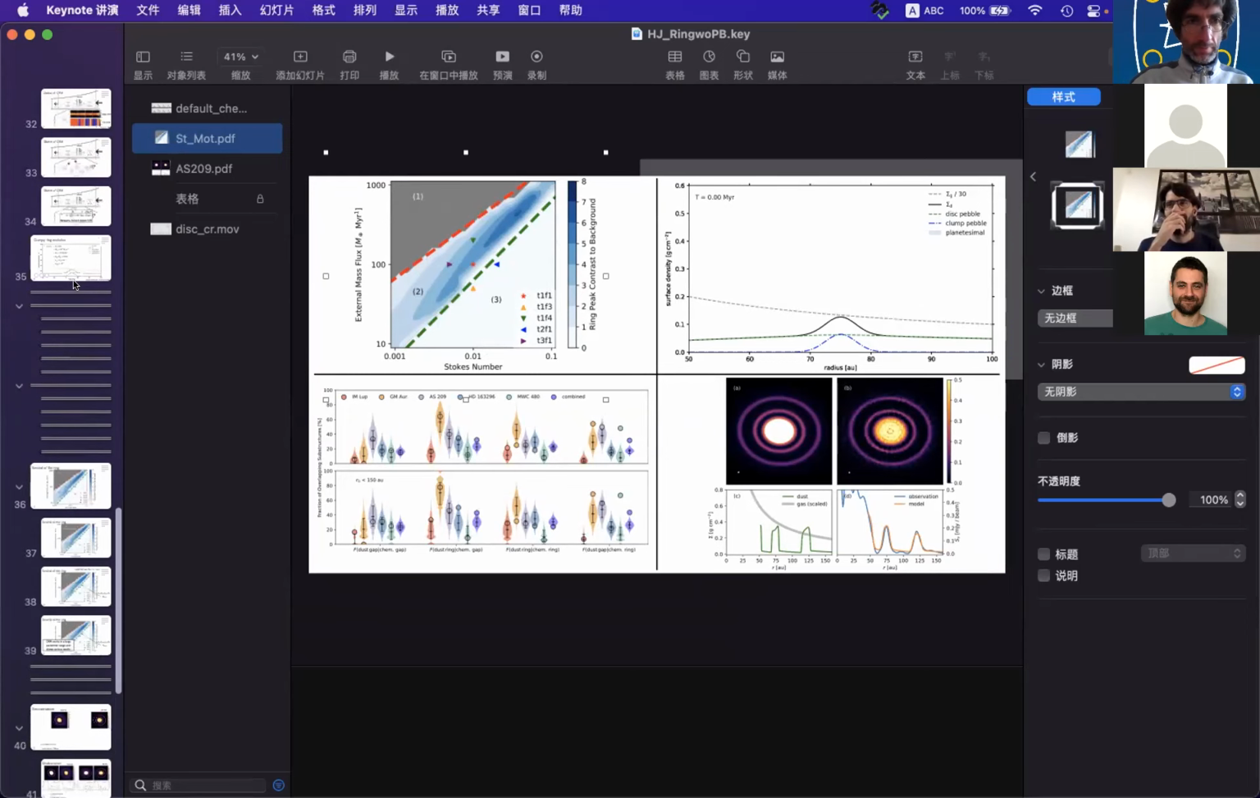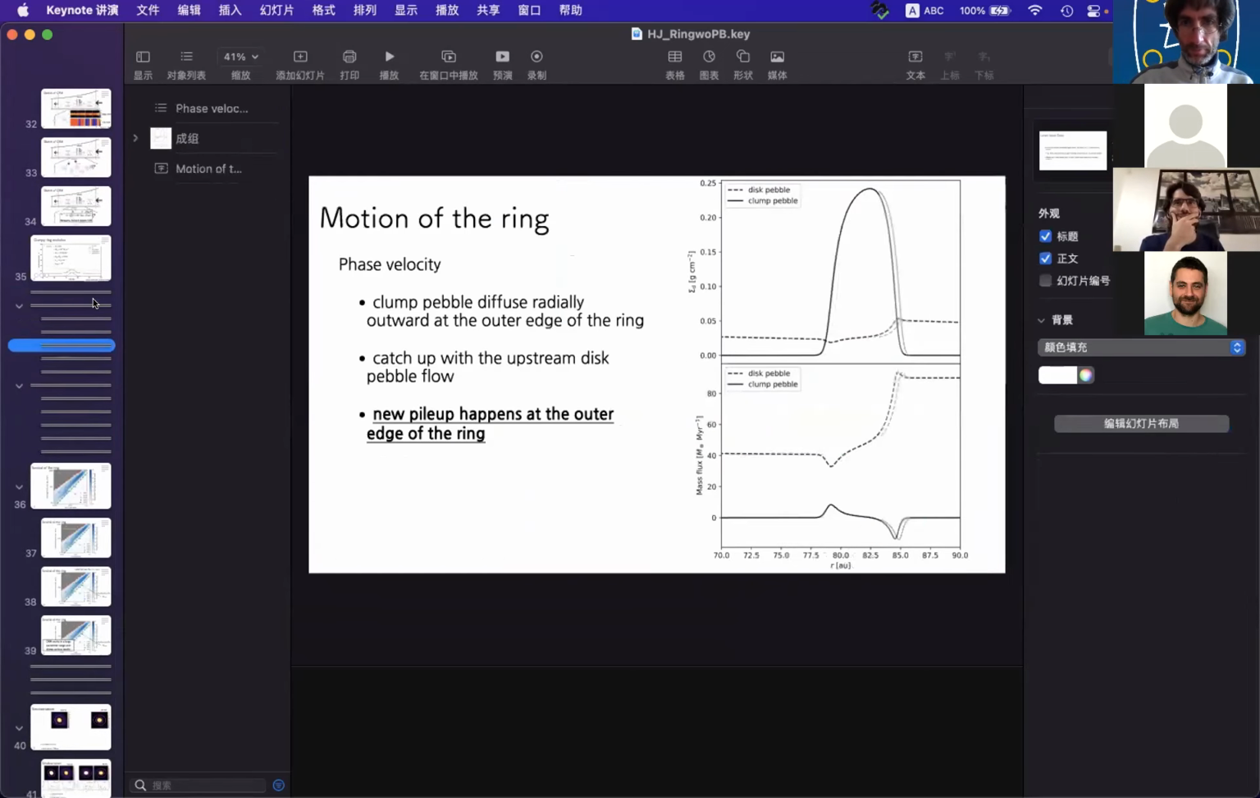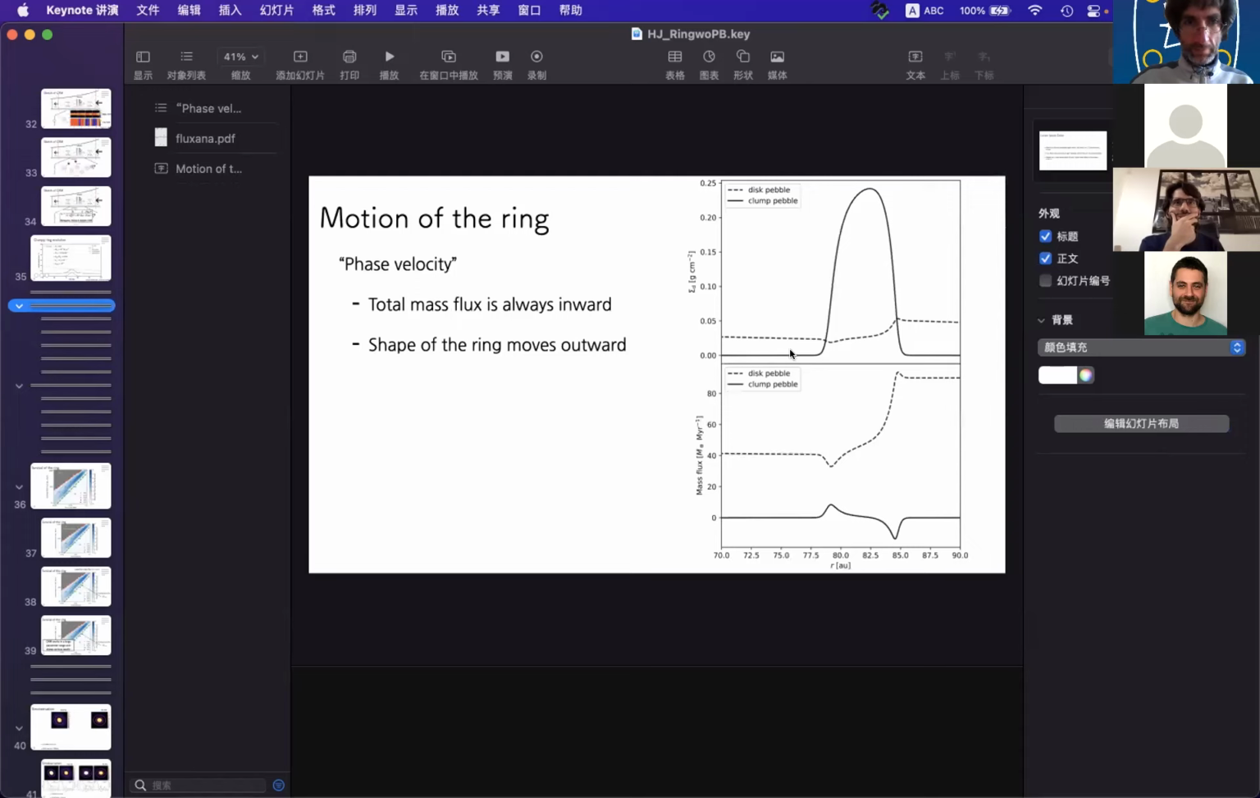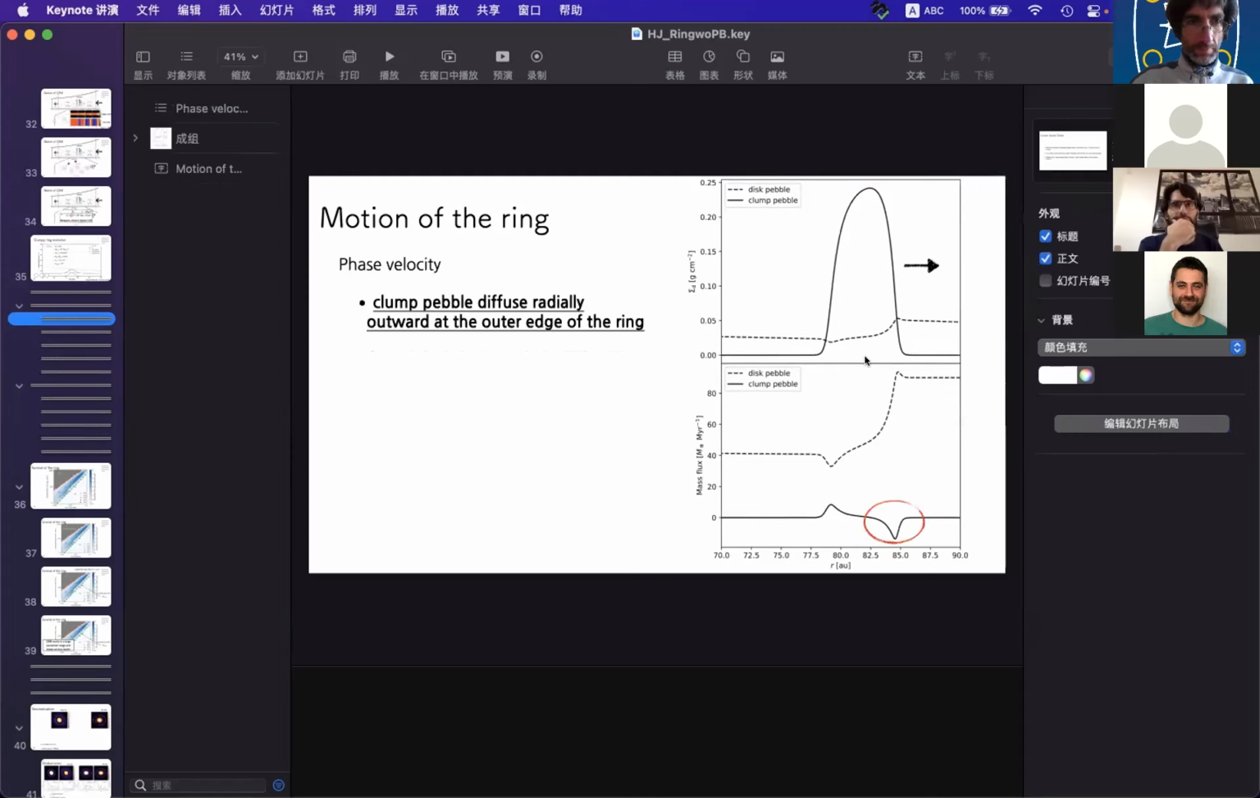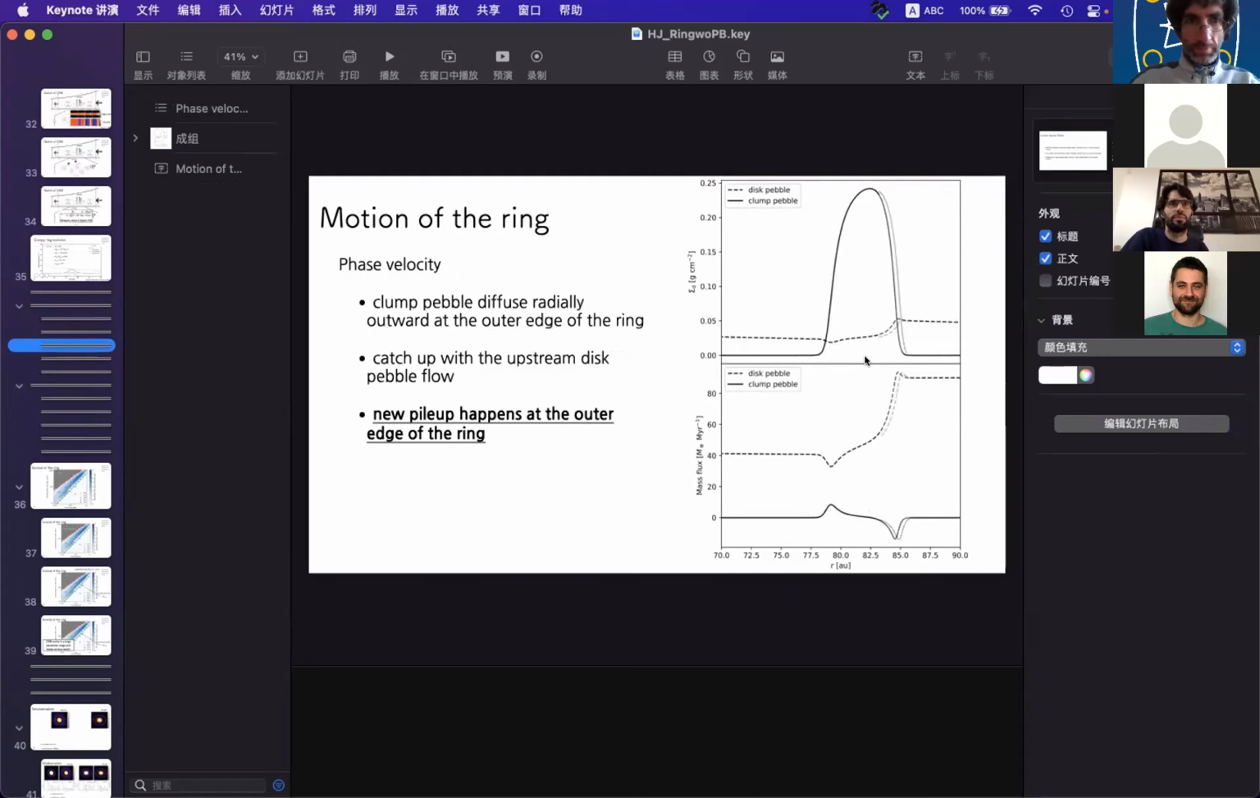Yes and no. I'm not quite sure we can really detect this, since the mechanism of such outward moving is not really that the pebbles are moving outward, but that the front of the ring is moving outward. So it's a phase velocity. You always have new pile-up at the outer edge of the ring. Materials always pile up at the outer edge, but they always have a velocity directed towards the sun. So the phase velocity of such a ring will move outward, but the real velocity is still inward.